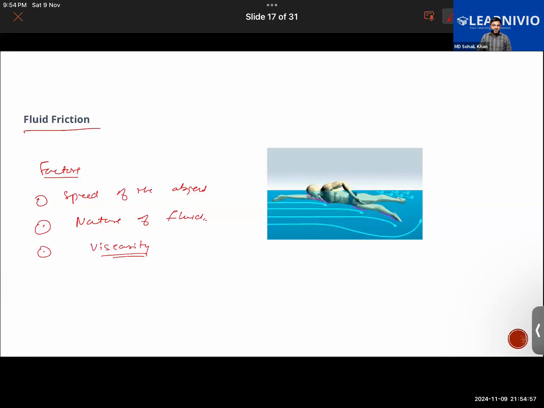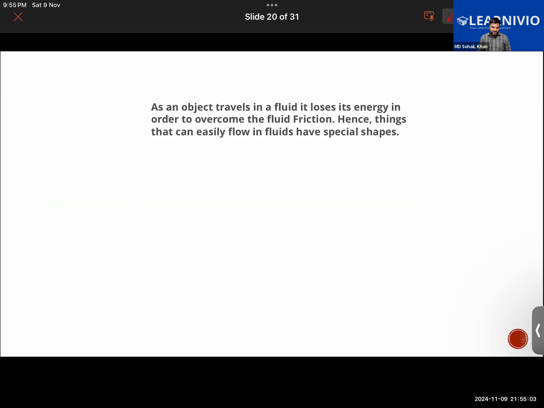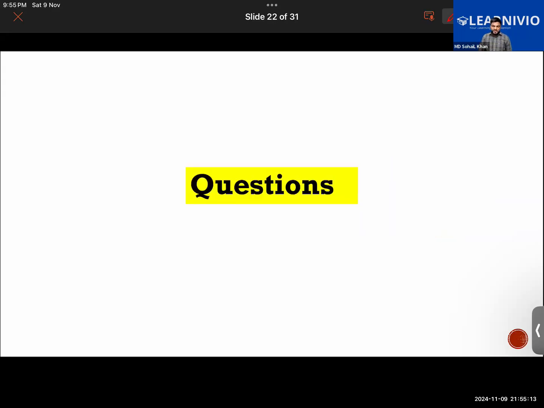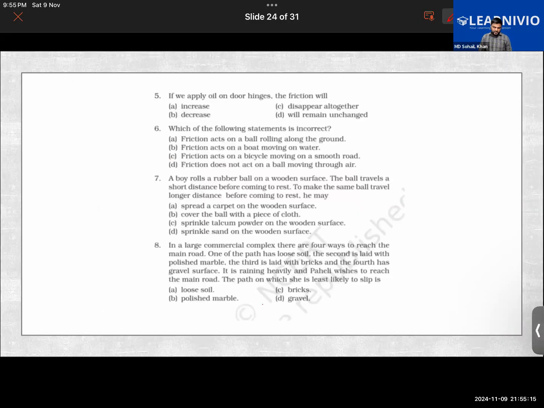Further, we have learned about the shape of the object also. If the object has a streamlined shape like this, it will experience less friction. It will experience less fluid friction. So that is something which we had discussed in the previous classes, and we did some questions.